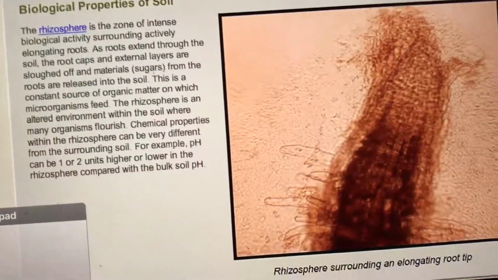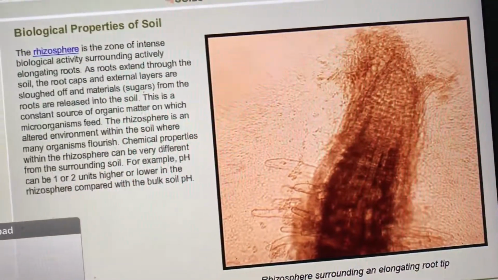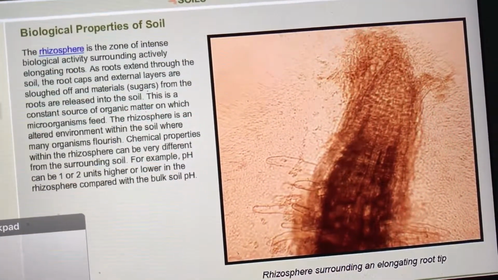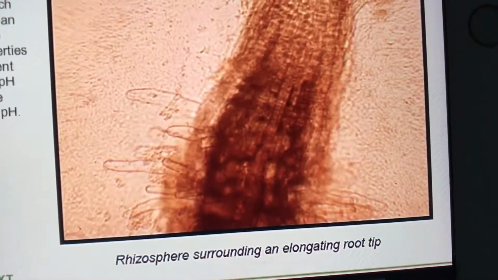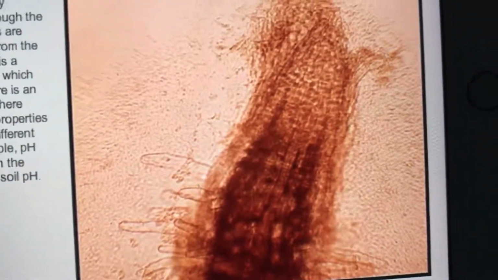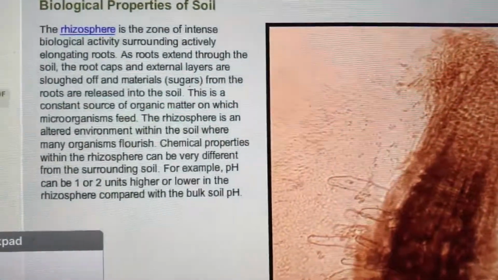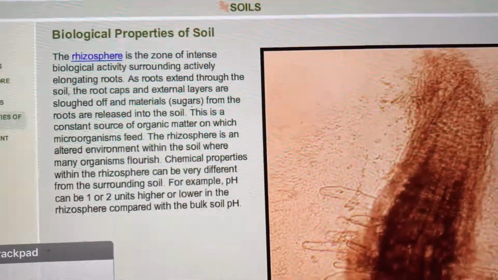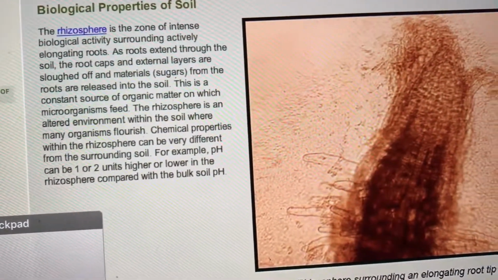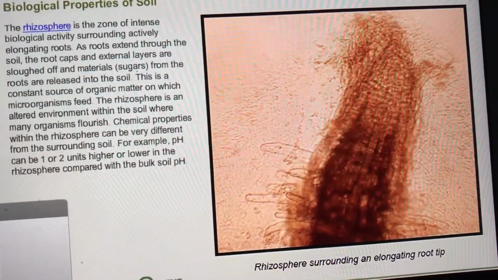The rhizosphere is the zone of intense biological activity surrounding actively elongating roots. As roots extend through the soil, the root caps and external layers are sloughed off and materials, sugars, from the roots are released into the soil. This is a constant source of organic matter on which microorganisms feed.